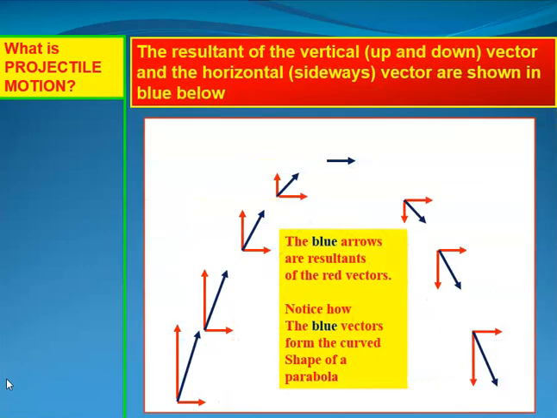The resultant of the vertical up and down vector and the horizontal sideways vectors are shown in the blue below. So you can see how that formed a resultant the way we did a few slides back. The blue arrows are resultants of the red vectors. Notice how the blue vectors form the curved shape of a parabola. If you drew all the vectors, it would be a perfect curved or parabolic shape.